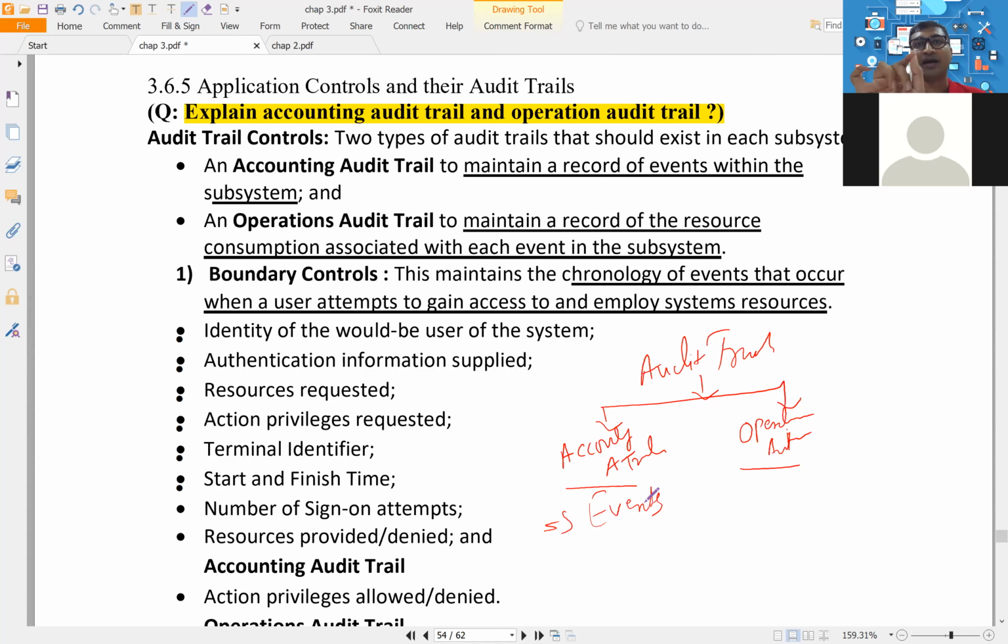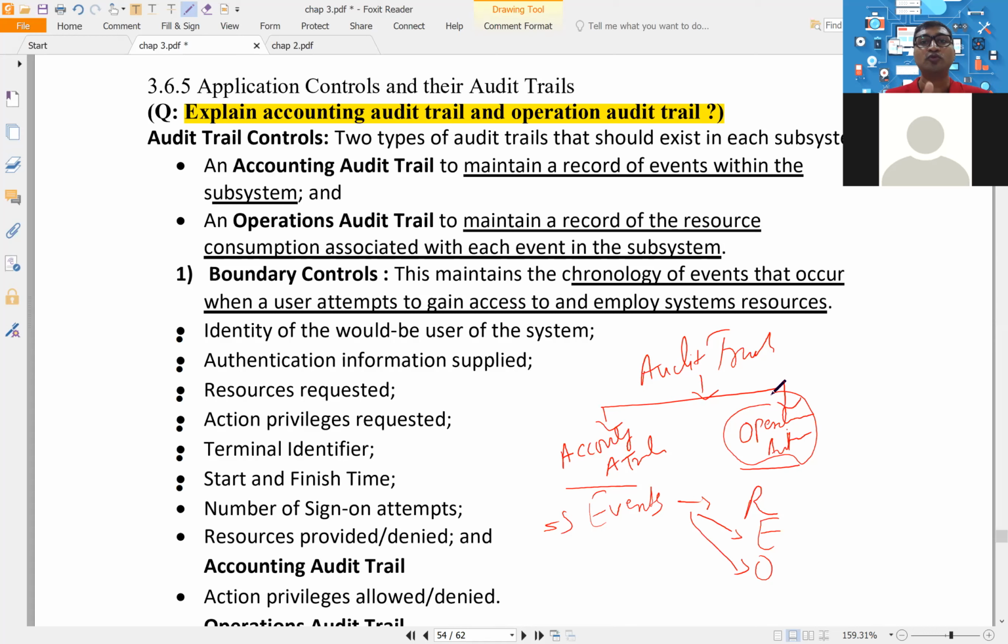I'm just giving an example, so don't worry. Those events will be recorded in the accounting audit trail. Here accounting doesn't mean accounts. Here accounting means who is responsible, who is accountable. But the things related to resource use, errors, or any other information related to these events will be recorded in the operational audit trail. So along with every control, there will be two audit trails, accounting and operational. If you have done this topic, then you know that every control will have these two aspects.